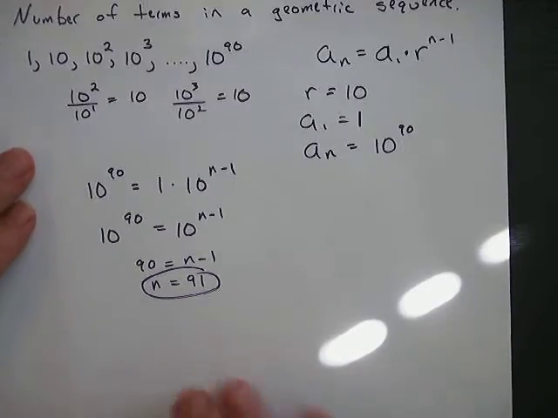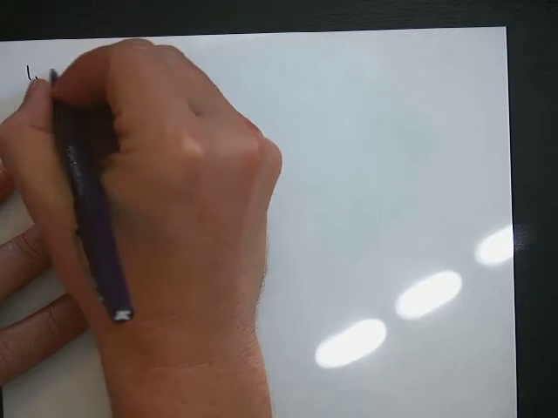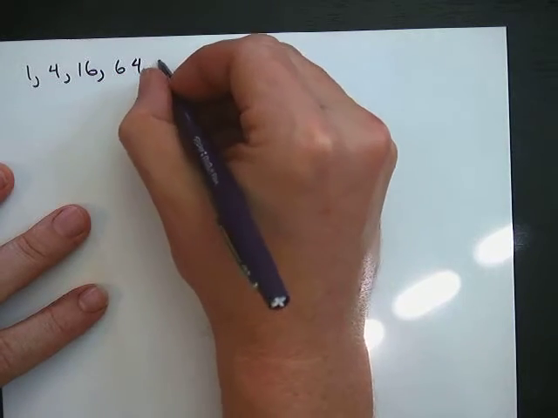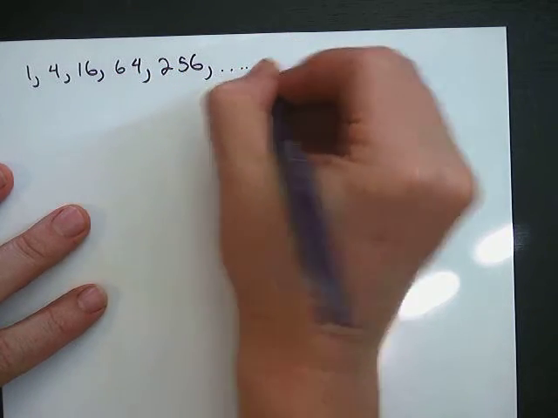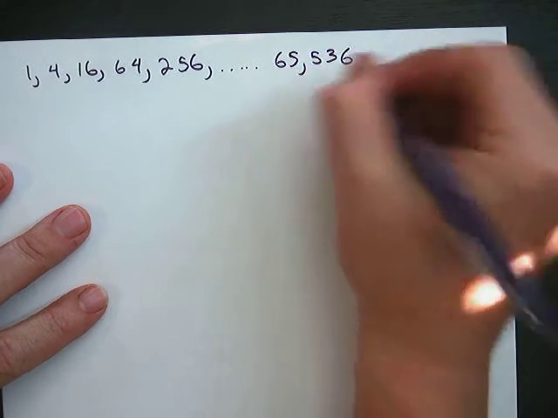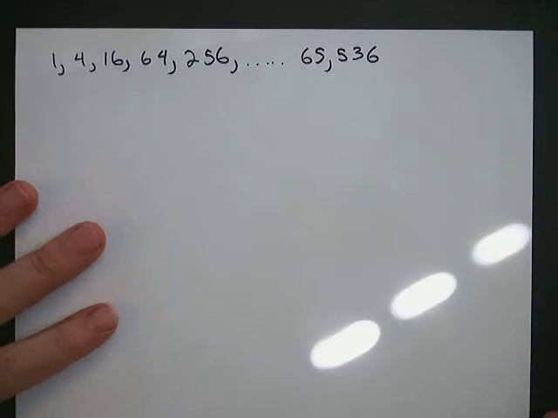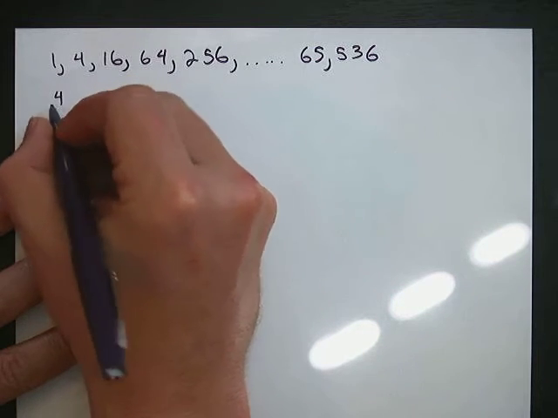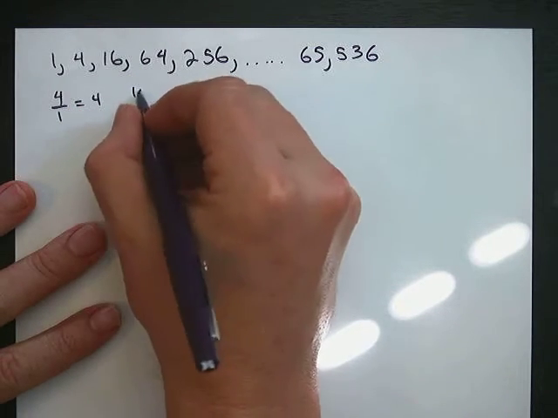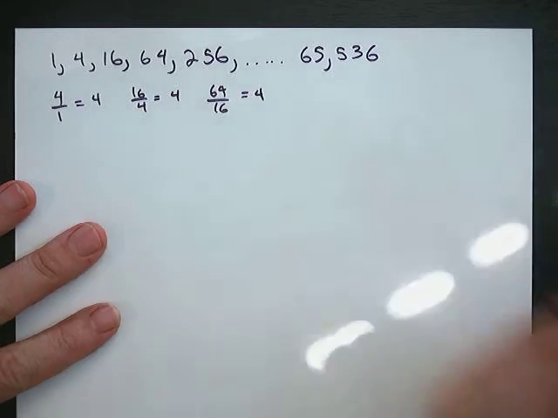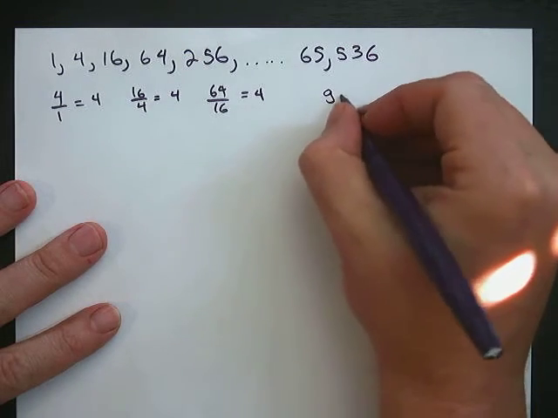Okay, let's try another one. Let's say I have 1, 4, 16, 64, 256, and so on, and our last term will be 65,536. Is this geometric or arithmetic? Well, let's divide each term and see if we get the same result. 4 divided by 1 gives us 4. 16 divided by 4 gives us 4. 64 divided by 16 gives us 4. So this is geometric.